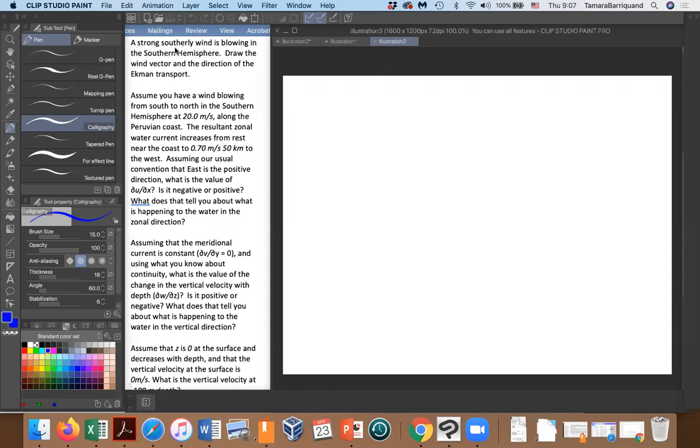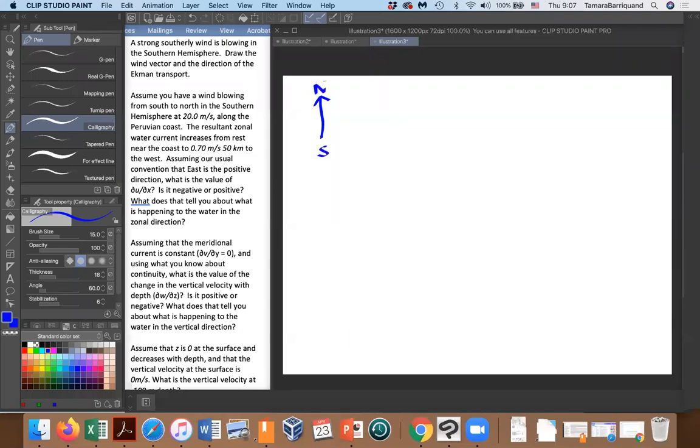A strong southerly wind is blowing in the southern hemisphere. Draw the wind vector and the direction of the Ekman transport. All right, so if we have a southerly wind, we remember that winds are defined by where they are coming from. So that means that we have a wind going from the south to the north.